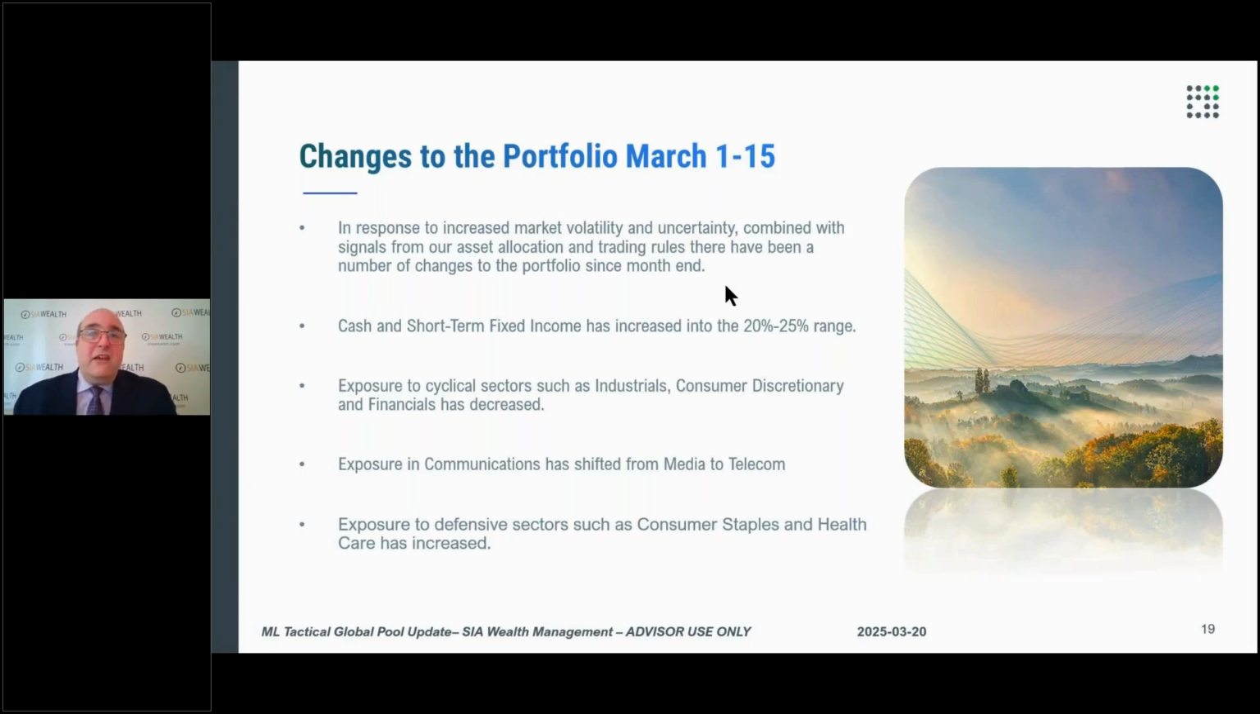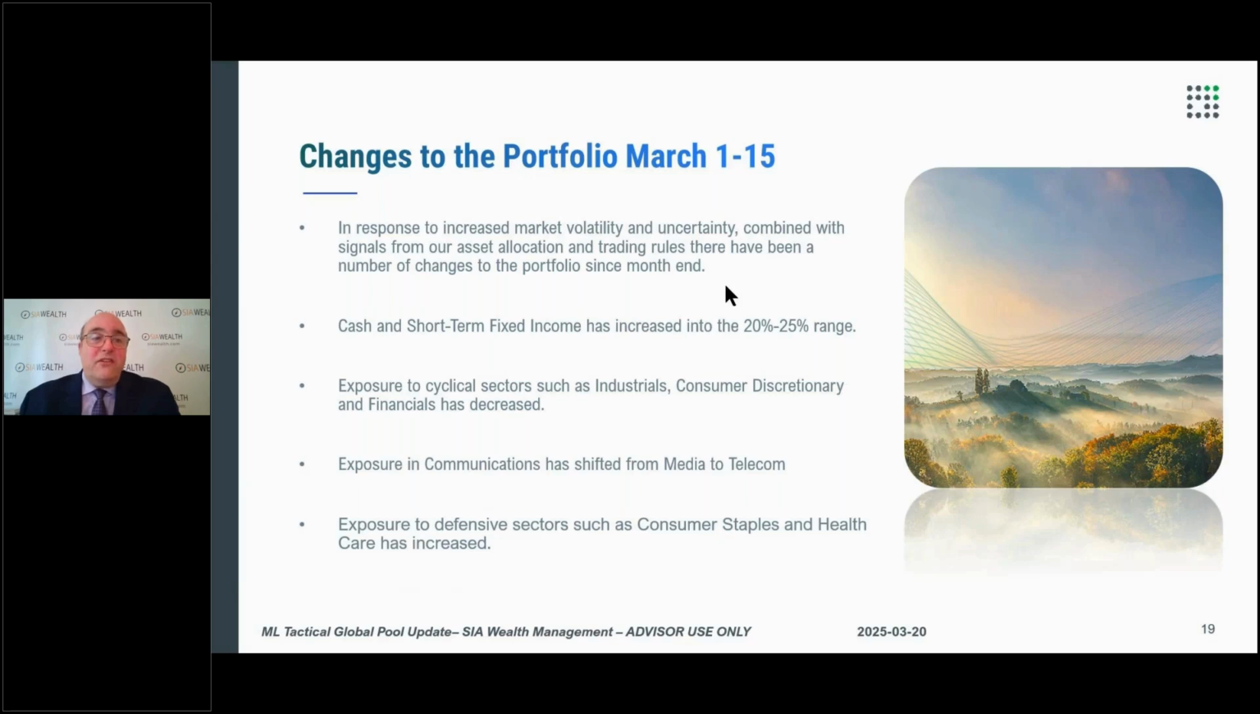So the first thing is, I said cash at the end of February was about 2.5%. That has now, cash and short-term fixed income, increased into the 20 to 25% range. So we're about 75 to 80% equity, 20 to 25% cash and short-term fixed income.